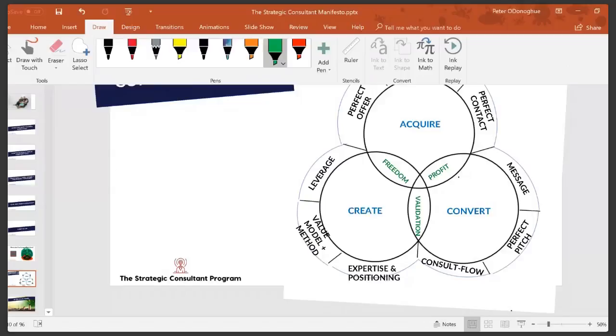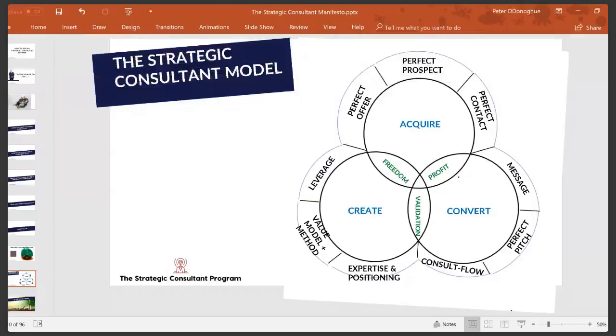This program is grown out of a smaller program called How to Get Your Next 5 Consulting Clients. After speaking to over 200 consultants in the space of 6 to 7 weeks, I find that most consultants are struggling to win new business. Acquiring clients is top of their mind. So there's 3 key areas. Your perfect offer. So what is the perfect offer?